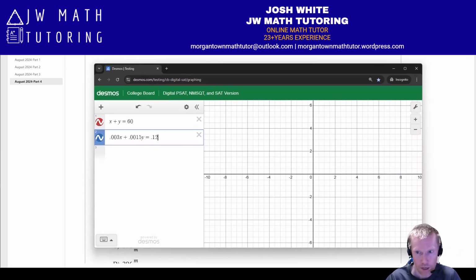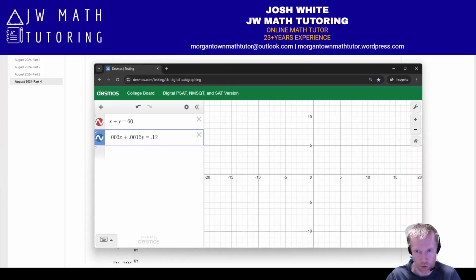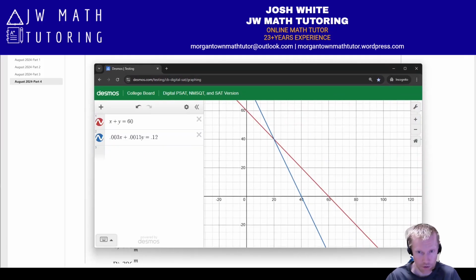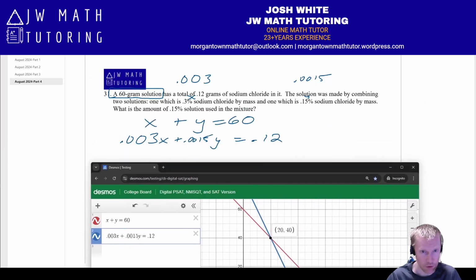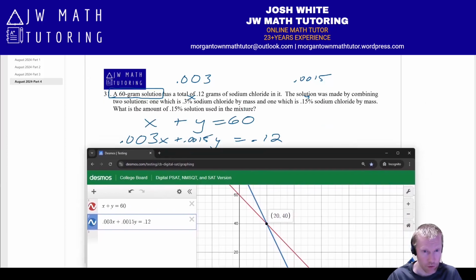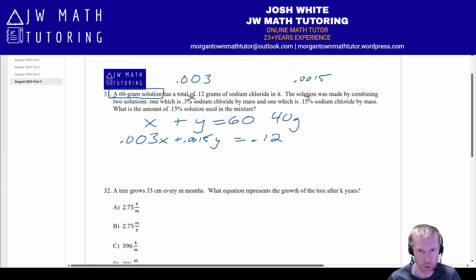Okay, so now that I've done that, notice I don't see anything on the screen. That's just because I have to zoom out. Okay, so here is the intersection point. We can click on it, 20, 40. That means 20 grams of the first one, the 0.3%, 40 grams of the second one, the 0.15%. Which one is it asking for? It's asking for the amount of the 0.15%. So that is Y. So the correct answer to this question would just be 40 grams.